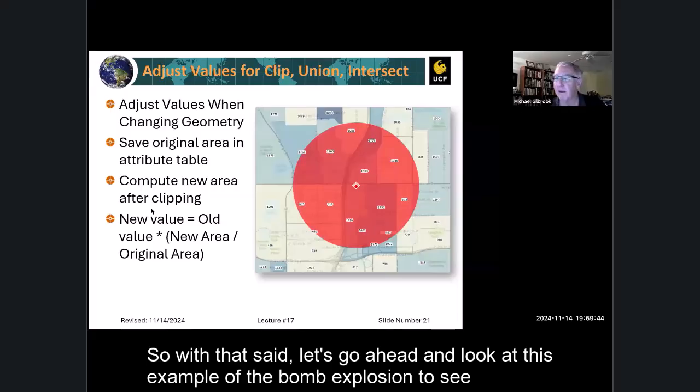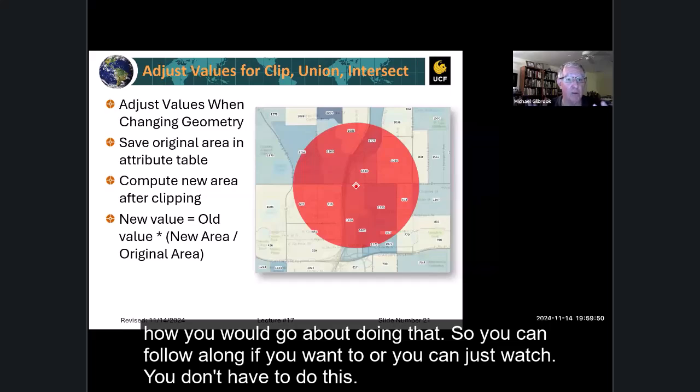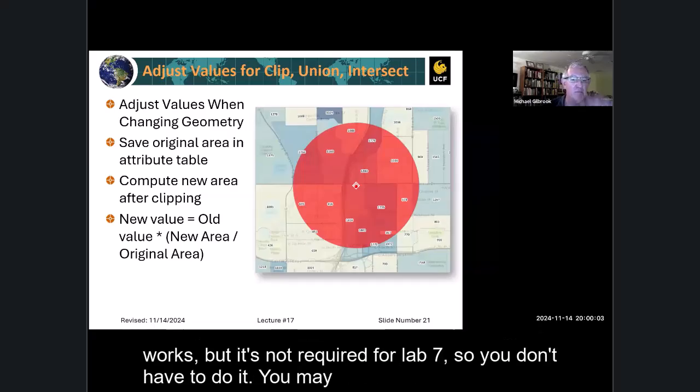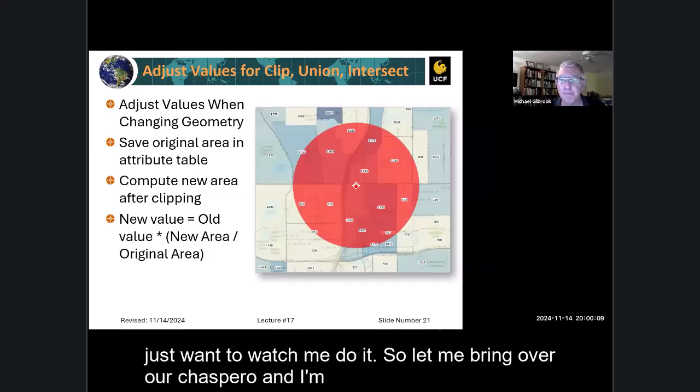So with that said, let's go ahead and look at this example of the bomb explosion to see how you would go about doing that. You can follow along if you want to, or you can just watch. You don't have to do this. I would suggest that if you don't do it now, you do it some other time so that you get a good understanding of how this works. But it's not required for Lab 7, so you may just want to watch me do it.